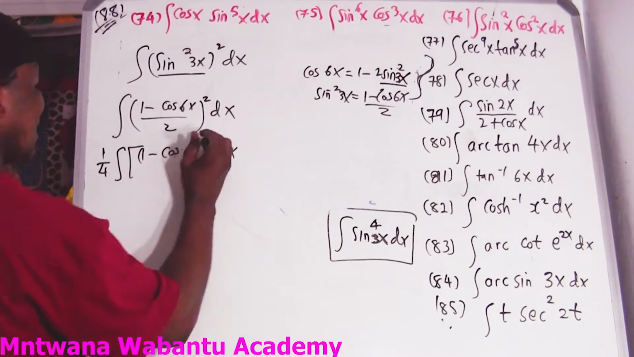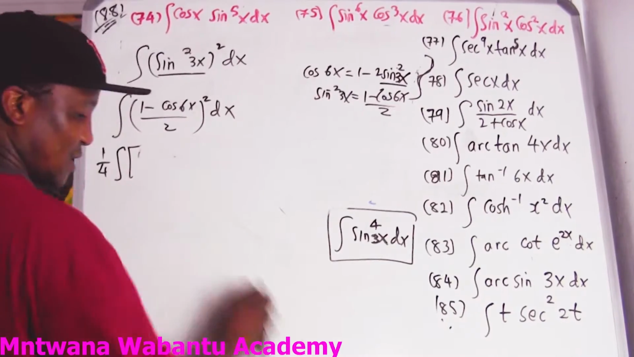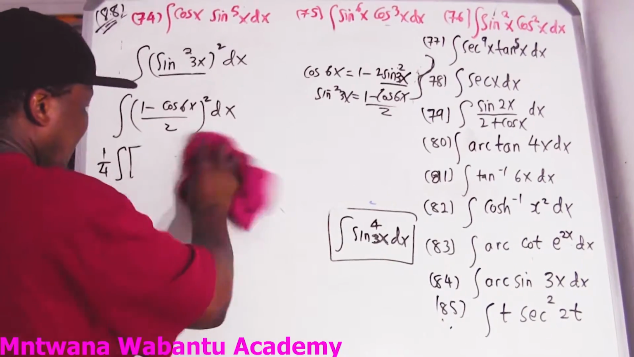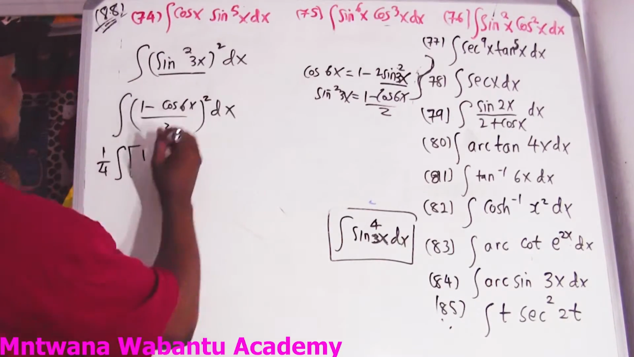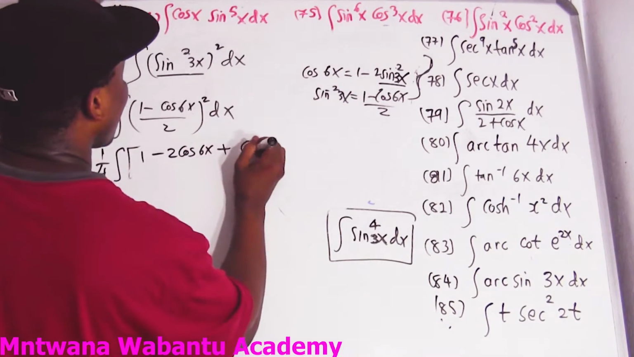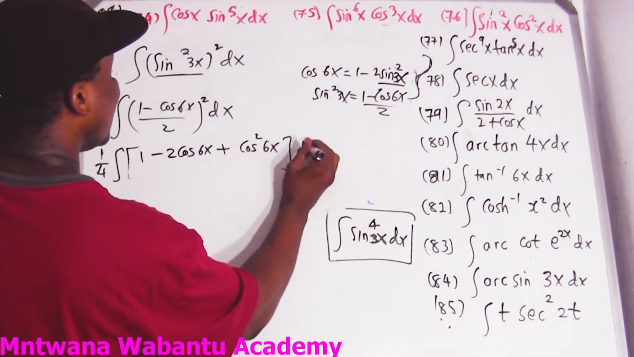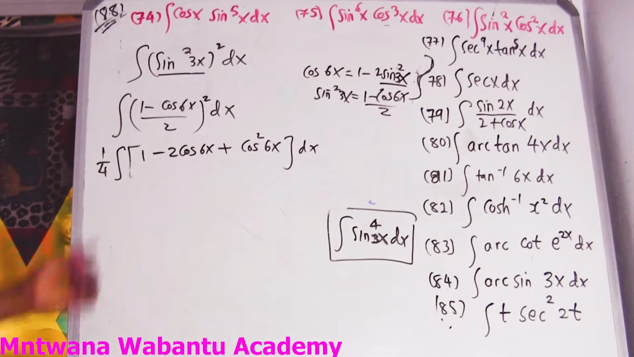Square. This is square. So if you square that, it's going to give us, okay, let me square straight away so we can see the space, okay? So now this is going to be 1, and then this is going to be negative 2 cos 6x, and then we plus cos 6x, but here there's a square because you're going to have to multiply the same thing. Okay, dx. So what we're going to do now, we can separate all of them.